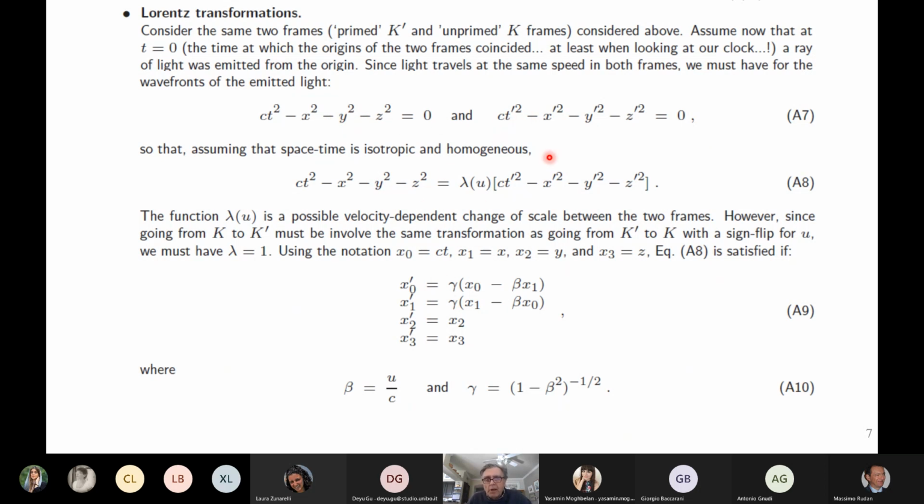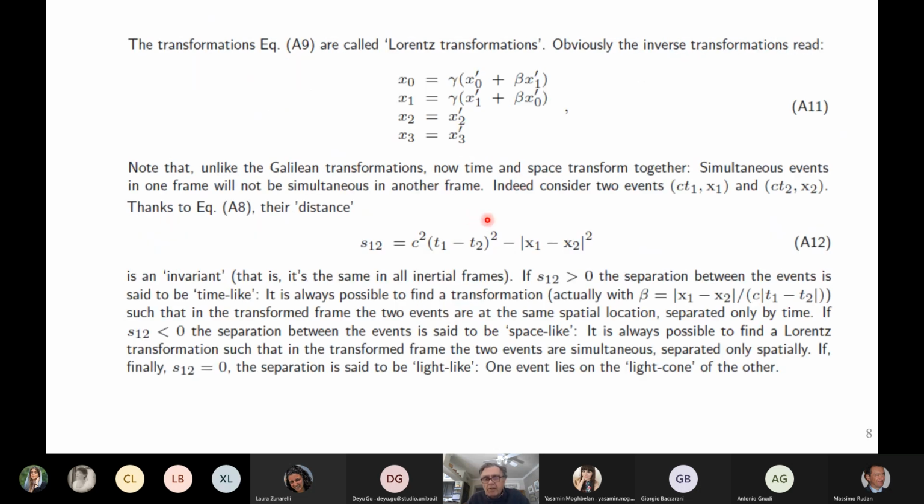And the only way we can achieve this situation, we can describe these spherical wavefronts as being the same for both observers. I called K and K prime these two frames that move at velocity u with respect to one another. The only transformation that you have is something that mixes time, which I call x0 here, which is ct, and space. And the transformation is given by this law. So, and that's what we described last time.